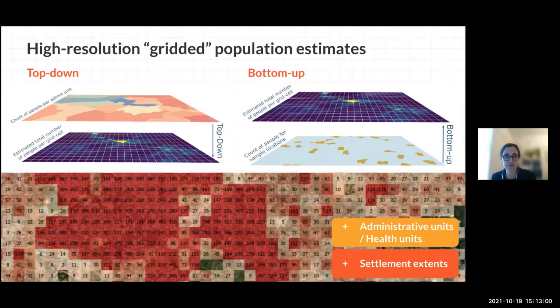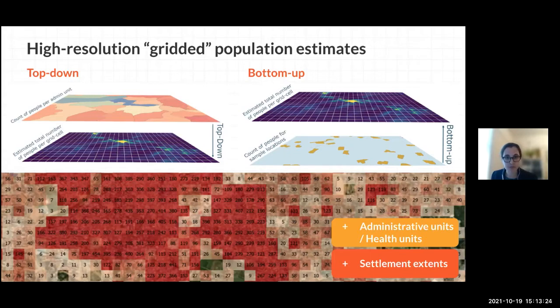And the two main methods that we've used within GRID3, and we're using the WorldPop terminology here, are top-down and bottom-up. And so top-down, which we have shown on the slide here on the left, means taking counts of population per administrative unit, for example, from a recent census, and then spatially disaggregating these to provide an estimate of population per grid cell.